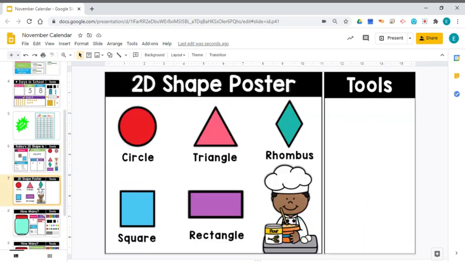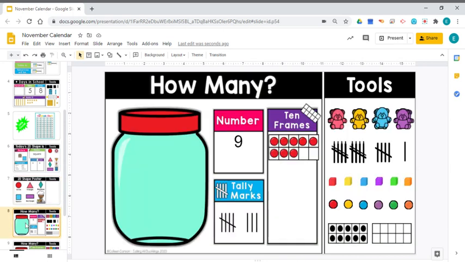Let's just quickly review our 2D shapes. We've got circle, triangle, rhombus, square, and rectangle. Good job. All right, let's move on.